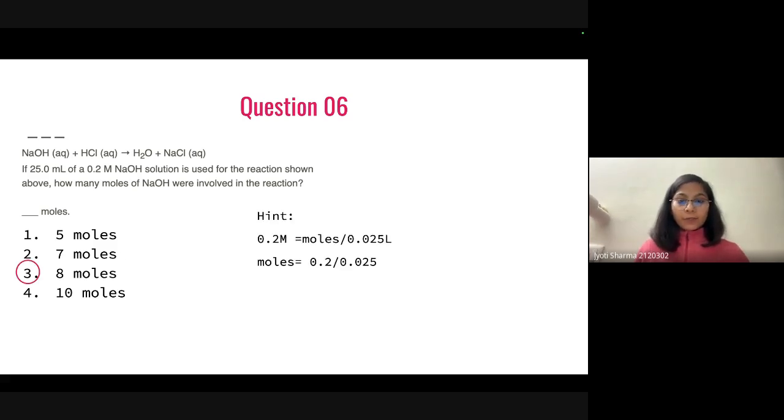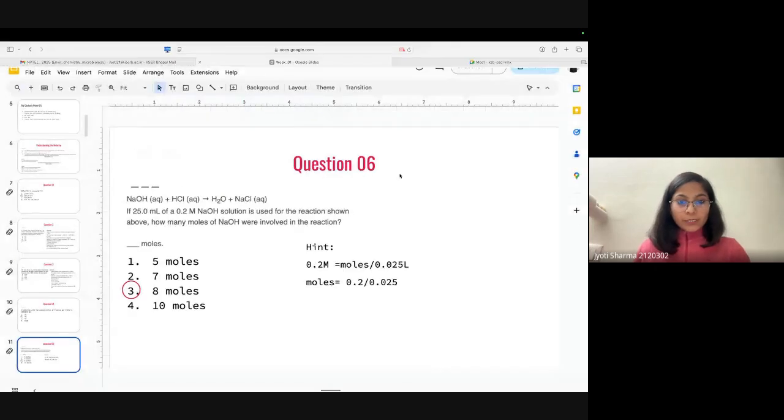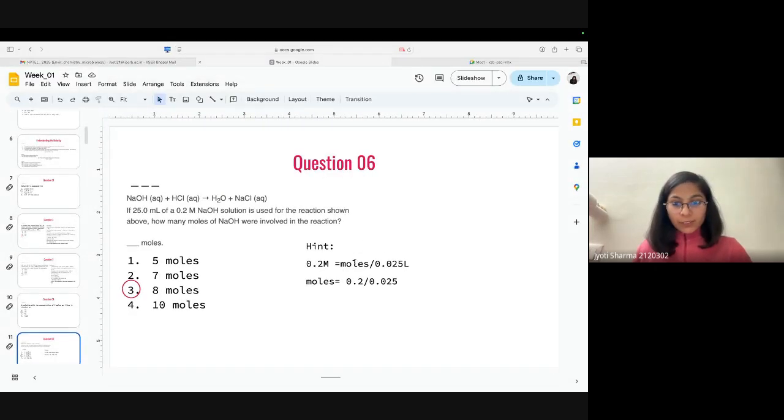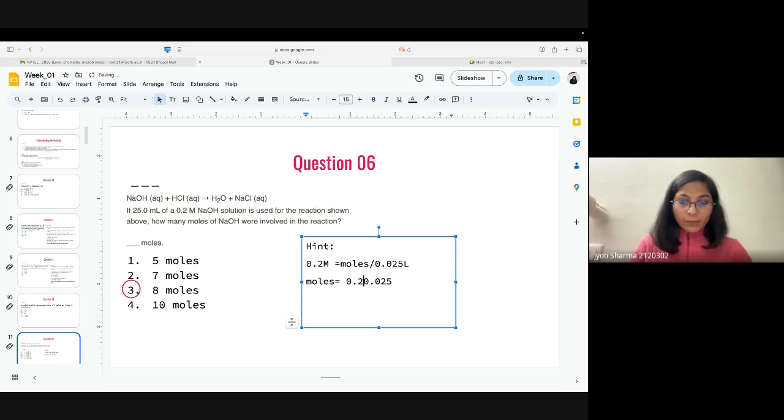This should be 8 moles. And how will this be 8 moles? Because number of moles divided by 0.25 liter is equal to 2.5. And if we do this, then this should be multiplied by this one. And what answer should we get?